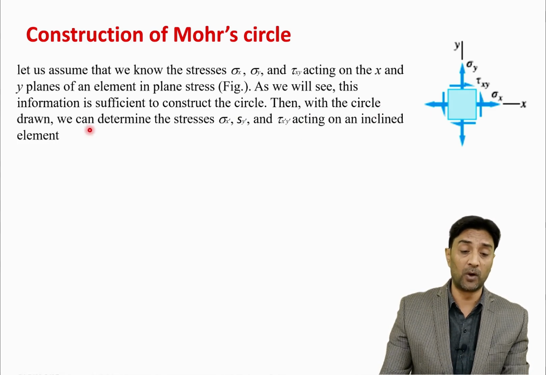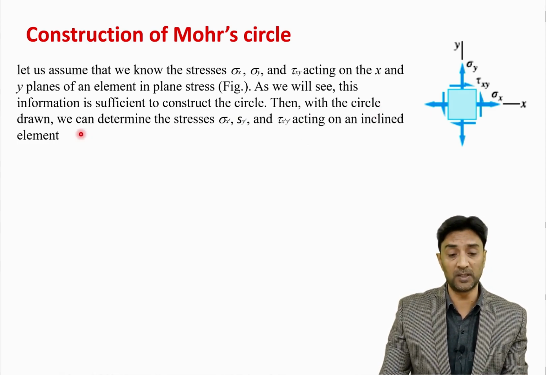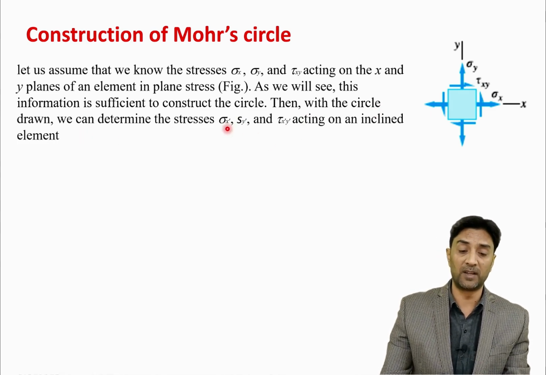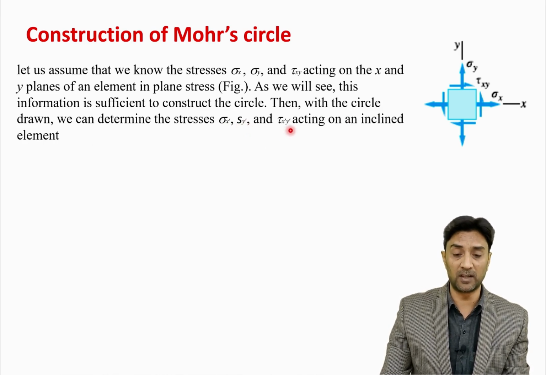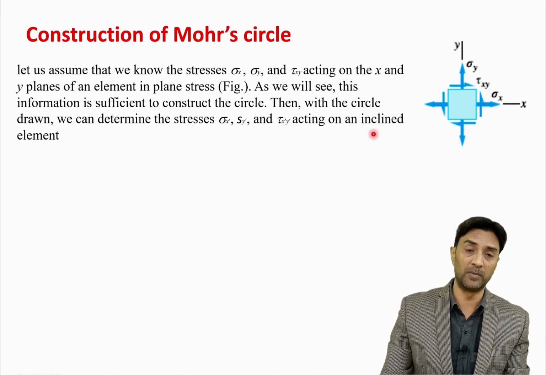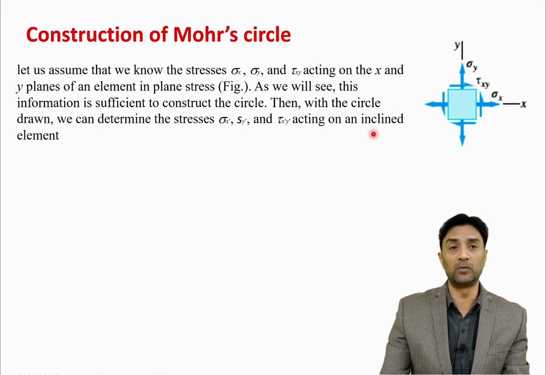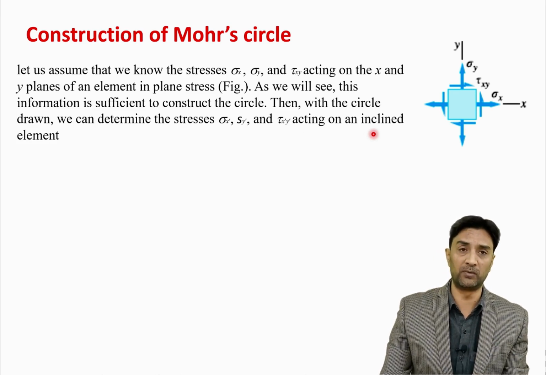And then with the circle drawn, once you have drawn the circle, you can determine sigma x dash, sigma y dash, tau x dash y dash acting on any inclined plane. You can find out so many pieces of information once you have constructed the Mohr circle. We will see.